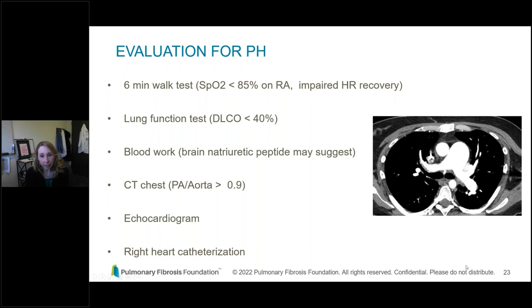On CAT scan, the pulmonary artery, which is shown here, the branching vessel, I think you can hopefully see my arrow. If that's larger than the neighboring aorta, that's a clue that we should look for pulmonary hypertension. And then echocardiogram and right heart catheterization are two other important tests, and I'm going to go through each of those in a bit of detail.